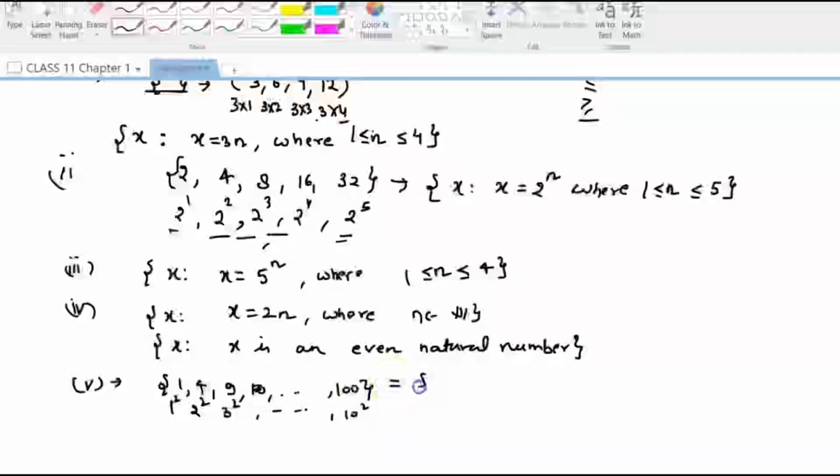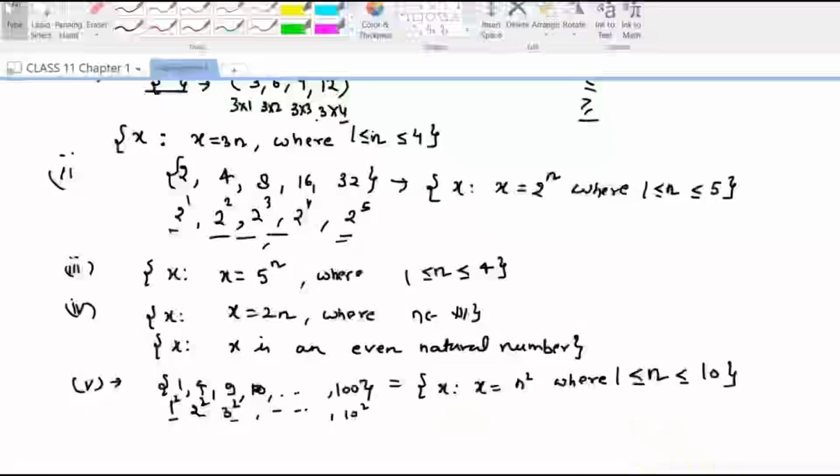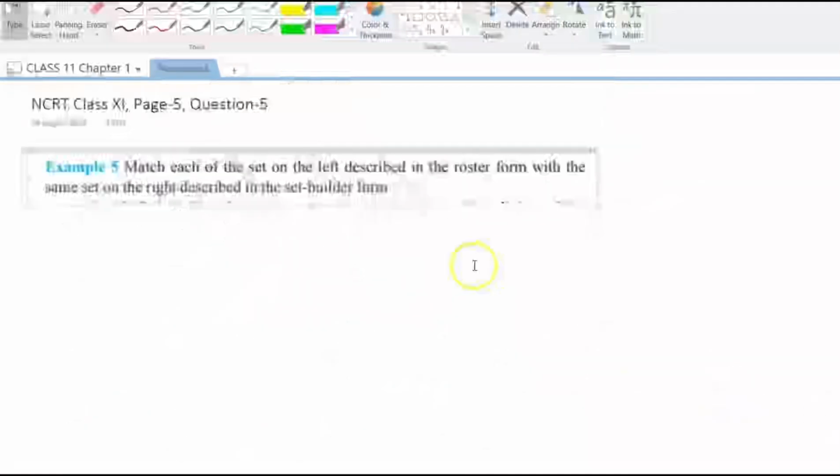Again, I am saying it again and again. Please pause the video and then find the characteristic by yourself. So this would be x, such that x is equal to n square, where n varies from 1, 2, 3 up to 10. So the value of n varies from 1 to 10. So this is your set in the set builder form. Okay, let's quickly see the next question.